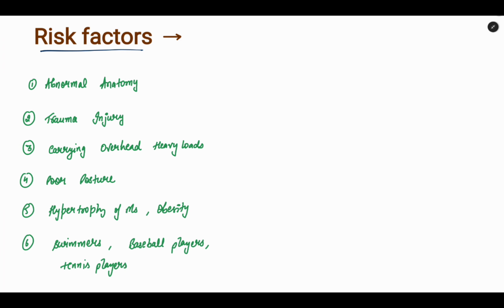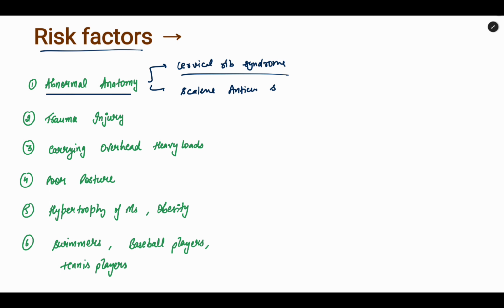So the various risk factors for the development of thoracic outlet syndrome include, first, abnormal anatomy. It includes the cervical rib syndrome, scalene anticus syndrome, hyperabduction syndrome, and the costoclavicular syndrome. First is the cervical rib syndrome. There can be presence of an extra cervical rib due to which the compression of the neurovascular structures takes place. Then in the scalene anticus syndrome, there can be an abnormal scalene muscle which is causing the compression of the structures.